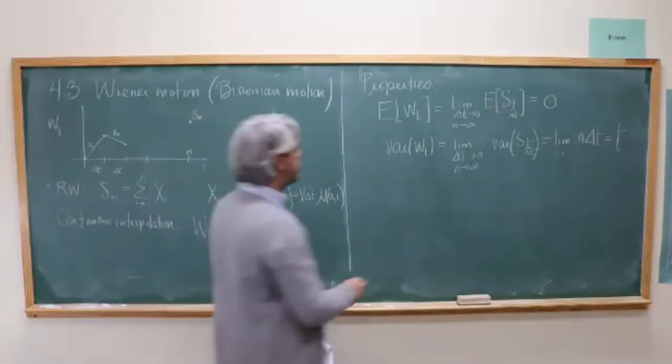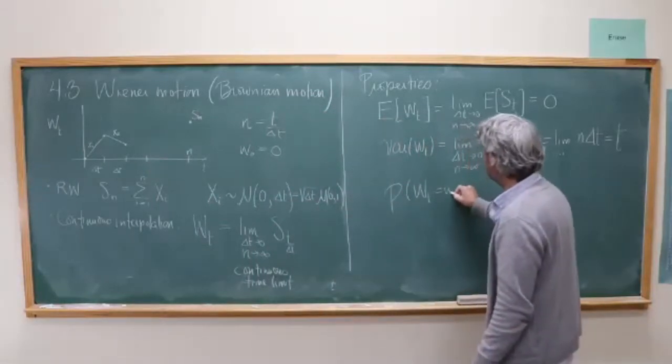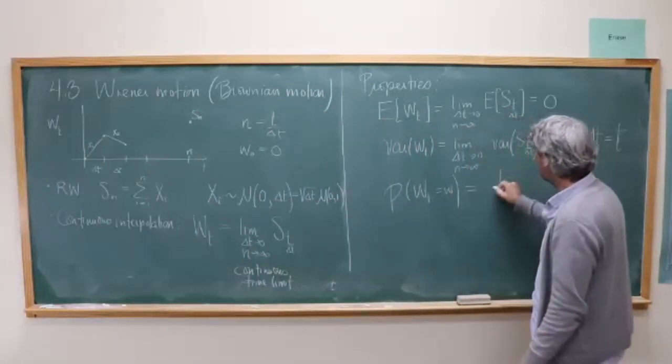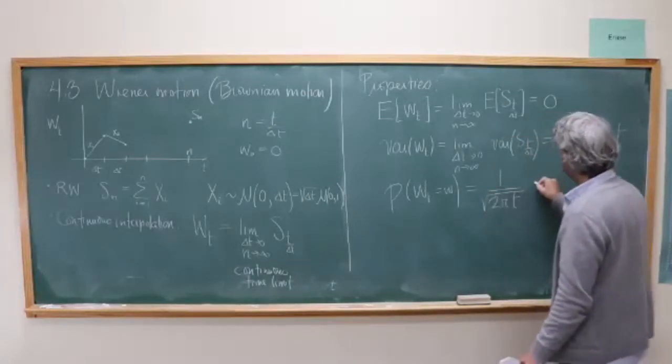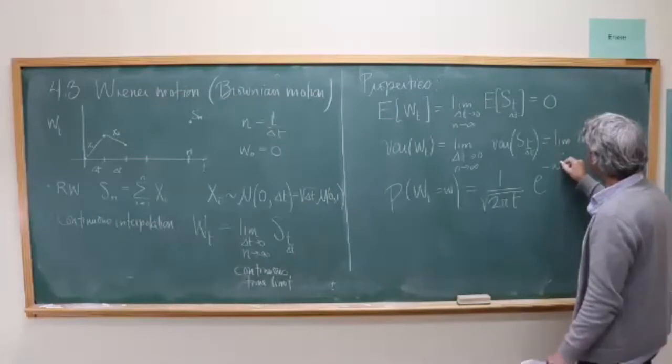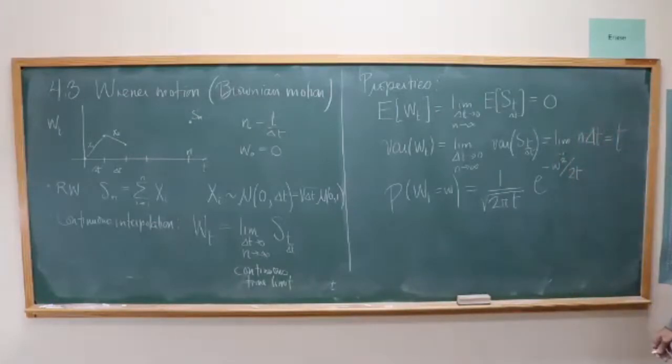Okay, and then the distribution of the motion itself. So the density then is Gaussian. It's a Gaussian density with the variance that grows with time, so it's this. It has no mean, but the variance grows with time, so this is the density of Brownian motion.